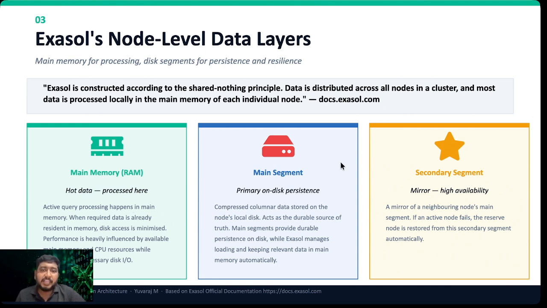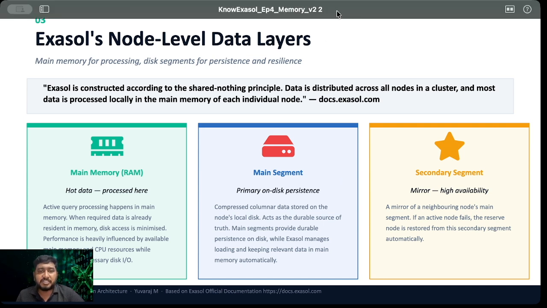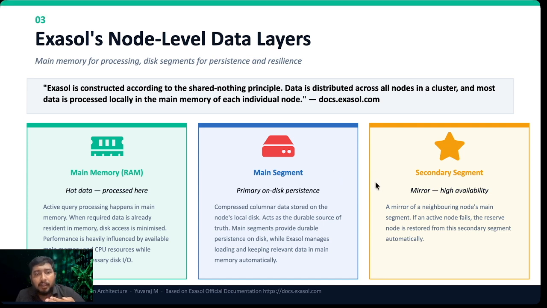Then we have a main segment, which provides durable disk persistence for the node's data. Finally, the secondary segment. Secondary segments provide mirrored copies that support high availability and recovery scenarios. So this combination of main memory, main segment and secondary segment allows Exasol to deliver both high performance execution and resilient data storage.